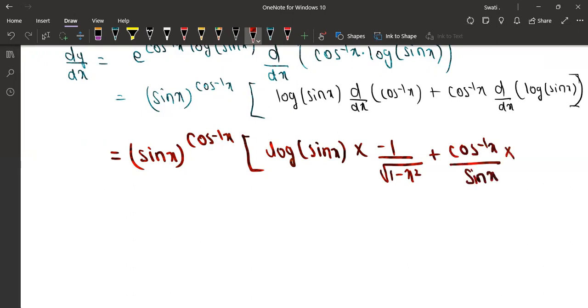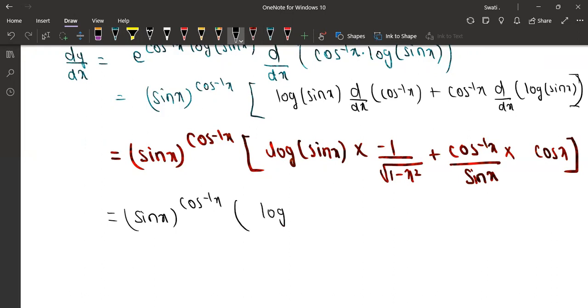and derivative of sin x is simply cos x. Derivative of sin x is cos x only, not minus sin x, it's plus cos x. All right, so therefore the final answer that we are getting is sin x raised to cos inverse x, and in bracket we are getting minus log sin x over root 1 minus x squared plus this cos inverse x as it is, and cos x upon sin x.